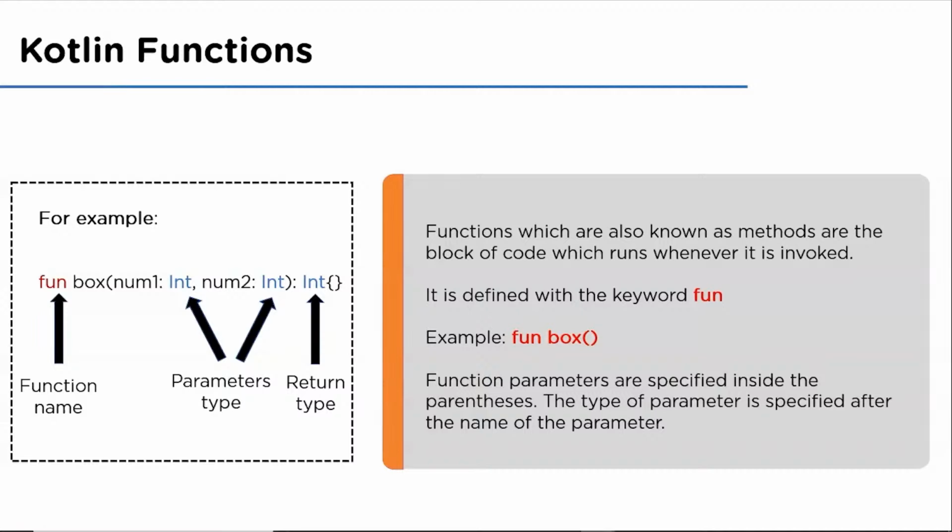As we can see in the example, fun is the keyword, then the name of the function, num1, num2 are the parameter names, Int is the type of the parameters, then after the colon, there is another Int data type, which is the return type. That means it is the data type of the value which is returned. So these were some important topics of Kotlin language. Now let's go to the code editor and do some practical implementations.